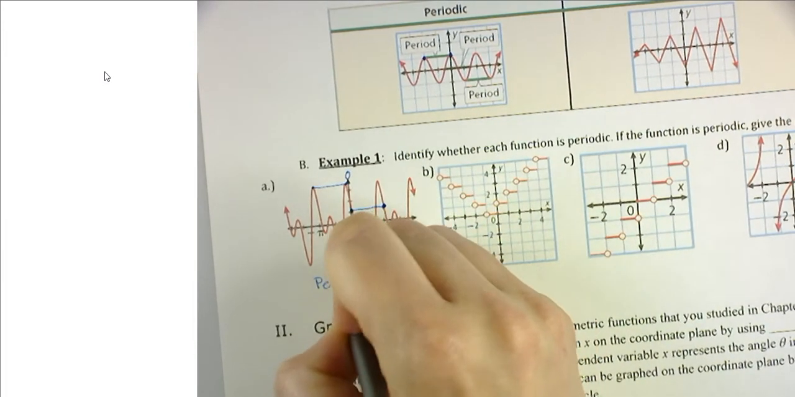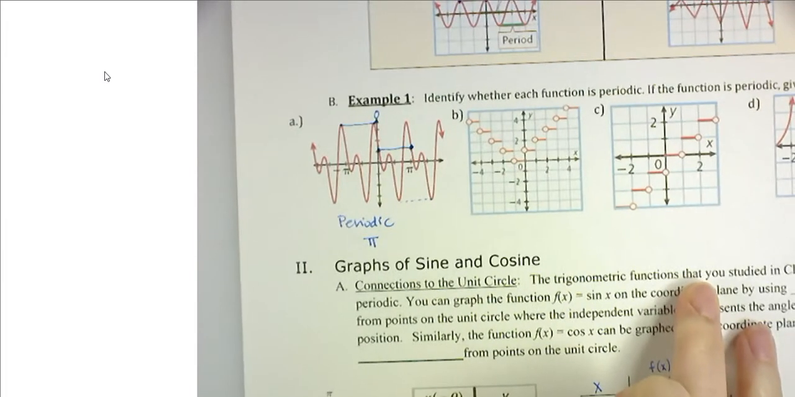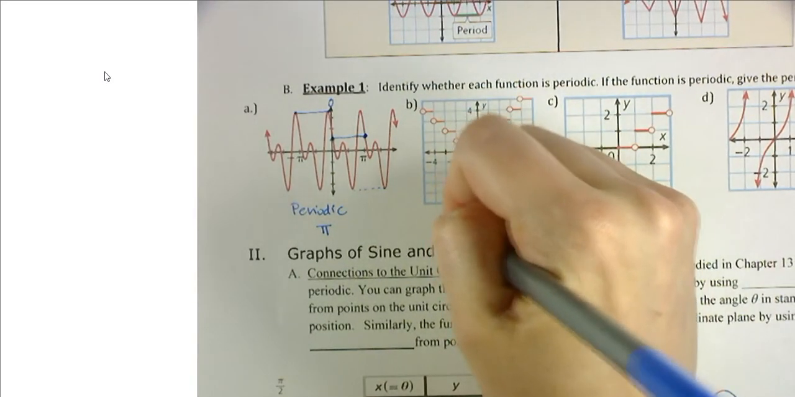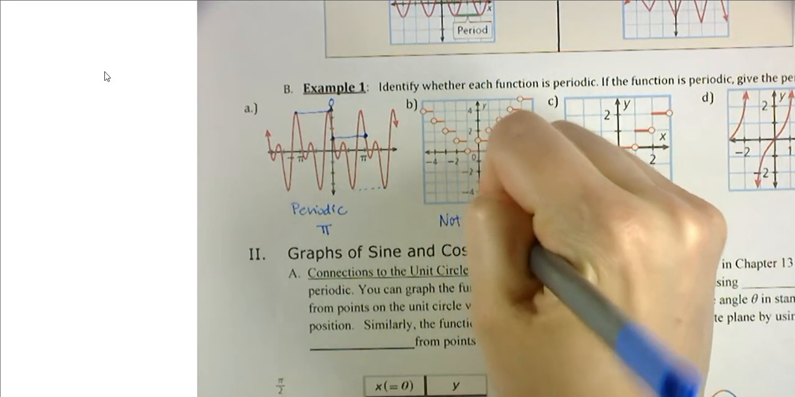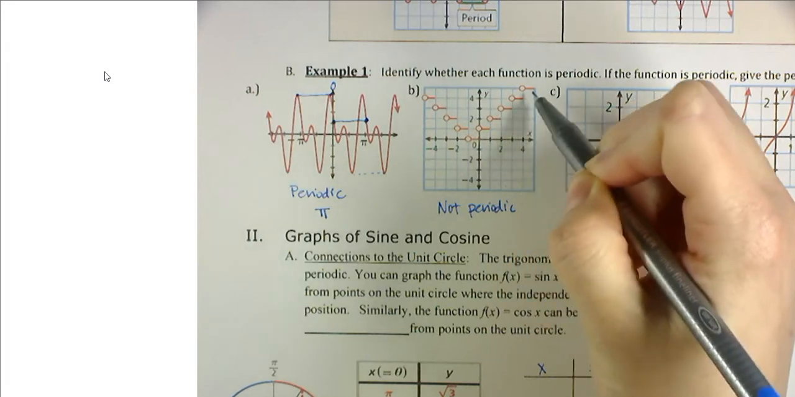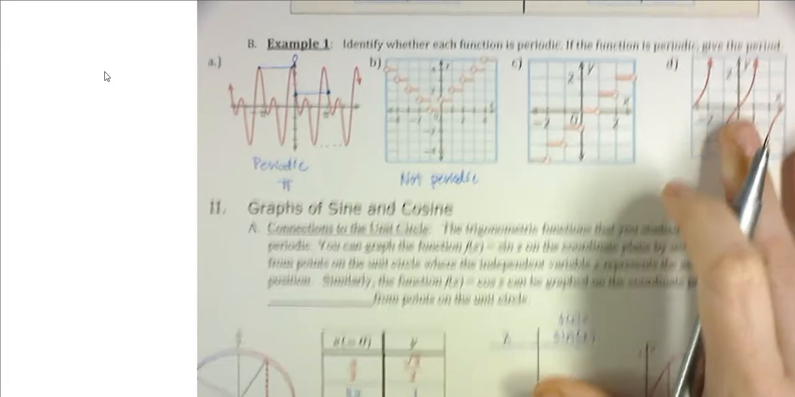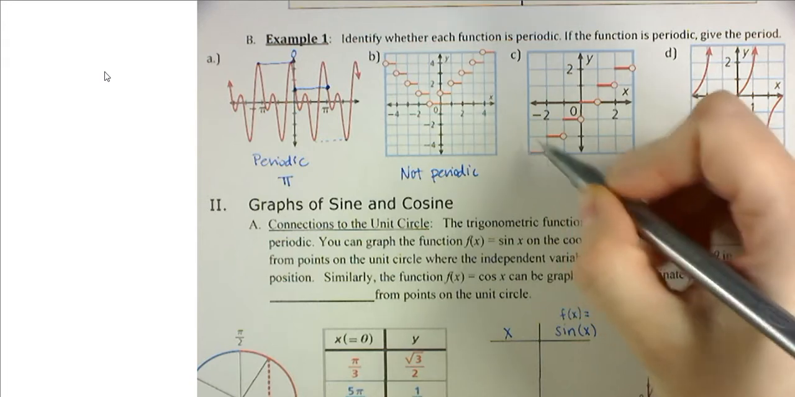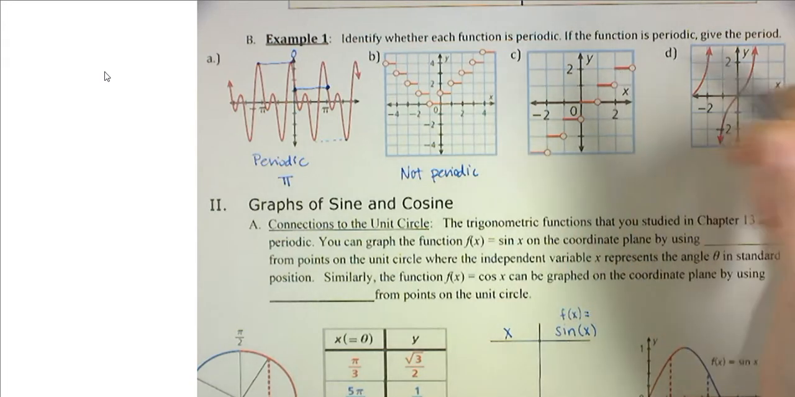This one is not periodic, like we mentioned before, even though it is symmetric. It's going down here, but then it's going up, so that's not the same. For C, the level keeps going up, so that is not periodic. It is not repeating itself. It has to repeat.